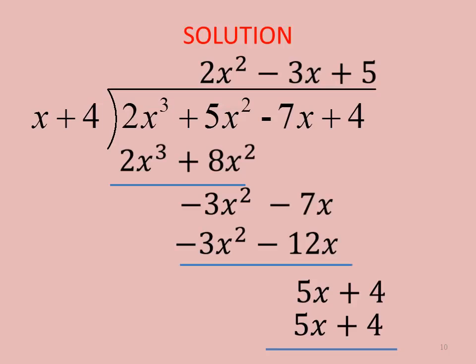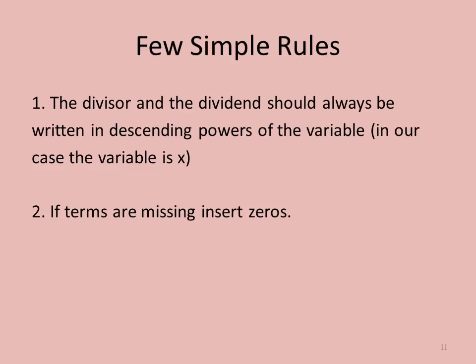How did you get on? Your quotient should be 2x squared minus 3x plus 5. Once again, check that all the terms in the workings match this worked solution. There are a few simple rules that you need to be aware of. The divisor and the dividend should always be written in descending powers of the variable. In our case, that variable is x. If there are terms missing, you will need to insert zeros.